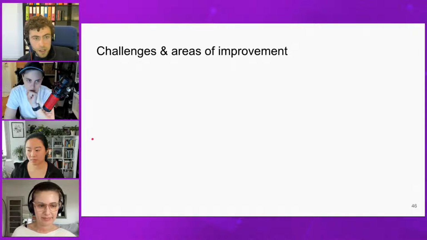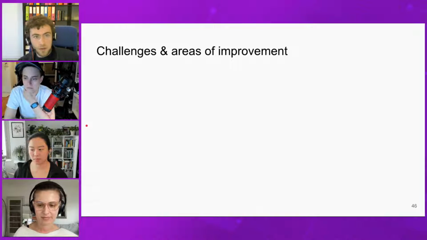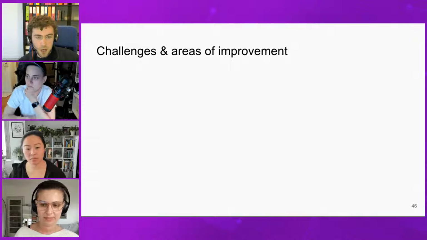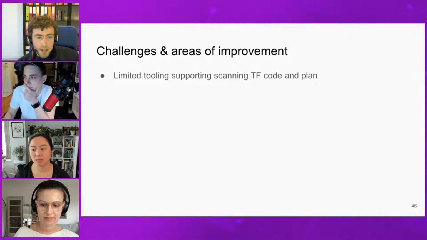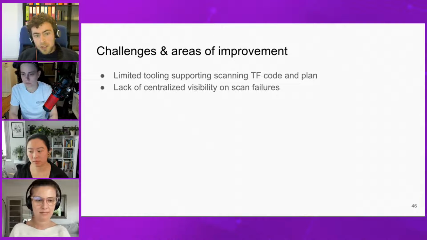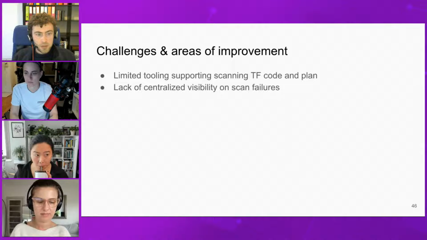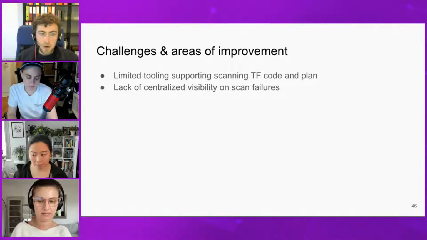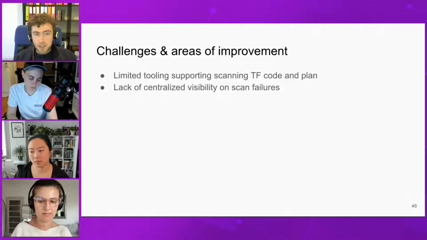Now, in terms of challenges and areas for improvement for the tooling, this is my personal experience, and I hope you will be able to share some of yours in the comments and with the hosts. So as I said, there is limited tooling that supports scanning both the Terraform code and the plan, which is a shame, but for those who support it, it's pretty nice. Also, when we are trying to scan 100 CI/CD pipelines, it's pretty challenging to keep track of which checks are failing when, if they are considered false positives, what noise they are making, etc.